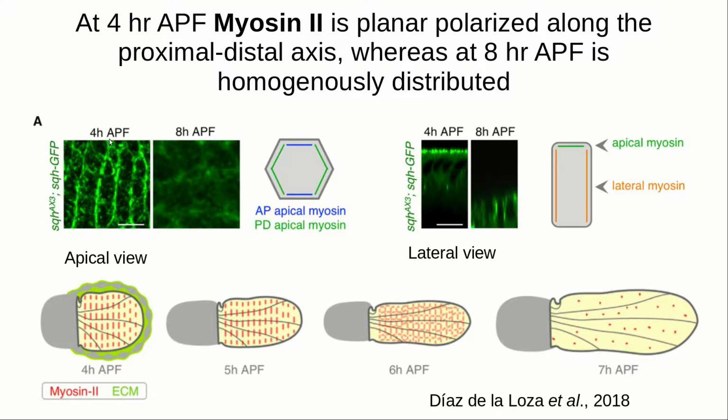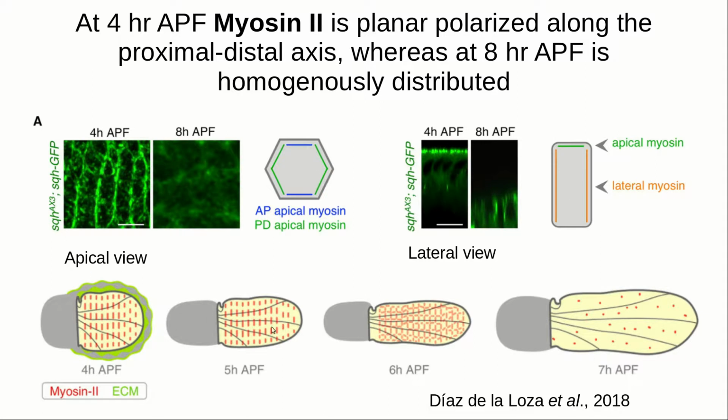the vertical ones. At 8 hours after pupae, this is not the case anymore. You can see how myosin 2 is not in these junctions anymore. It is not only that it stops being polarized, but it also stops being in the apical part of the cell. Here you can see a lateral view of this epithelium, and at 4 hours after pupae, myosin 2 is located mostly in the apical side of the cell, whereas at 8 hours it is located in the lateral region of the cells, as these drawings also show.